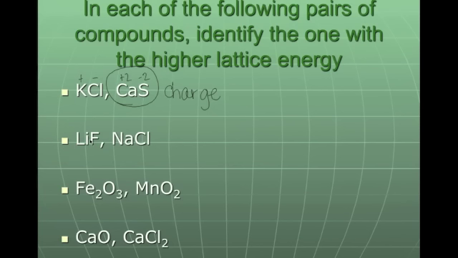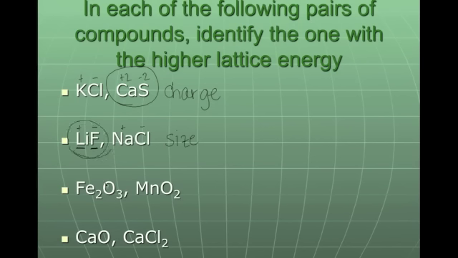Now looking at this one, we have lithium fluoride and sodium chloride. Lithium's a +1, fluorine's a -1, sodium +1, chlorine -1. So they all have the same charges. The lithium and the sodium are both +1, the fluorine and the chlorine are both -1. So that means charge can't be affecting us, so we need to look at size. And the stronger lattice energy is the one with the smaller size. So compare lithium to sodium. Well, lithium is higher on the periodic table, so it's going to be smaller. And fluorine is higher than chlorine, so fluorine is going to be smaller, which means lithium fluoride wins this little battle.